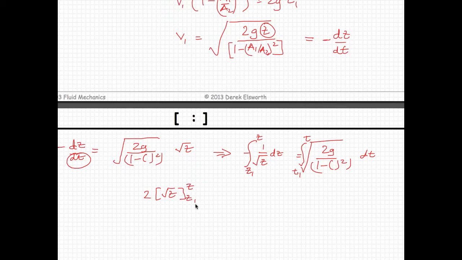And the other component we have as being equal to this square-rooted term, 2g over 1 minus this squared. And the integral of this, of course, is just time evaluated between a later time and the initial time, t1, t0. And so if you make those substitutions, you end up with 2 times, well, let's take the 2 out. Let's not do that. Let's divide both sides through by 2.